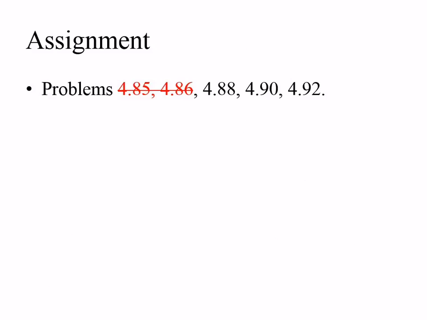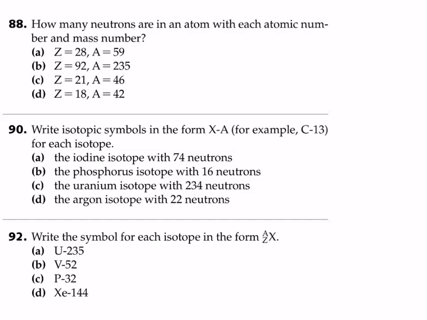So here's an assignment that will be due on Monday. We'll take a look at this. And this is what these look like. How many neutrons are in each atom, given these atomic numbers? My hint is we can subtract to get neutrons. Very good.